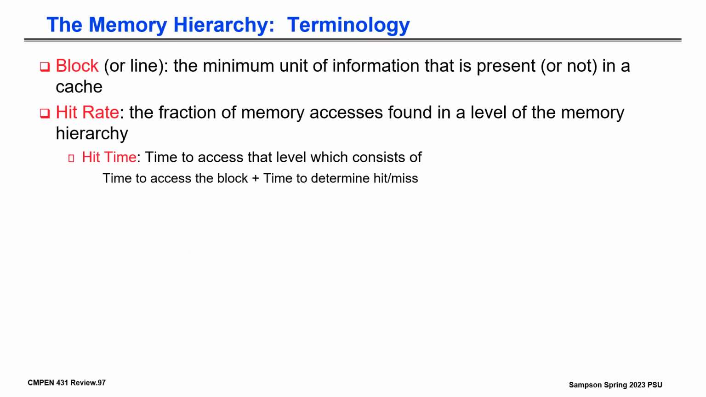Okay, hit time to access that level, right? So there are two components then. I have to actually get the data. I have to actually then figure out whether or not it hit. Again, if you're looking at something like your L1, these are mostly going to be pretty similar in size. If you're looking at something like your L3, you may be able to figure out whether you hit or miss well before you actually can get the data back.